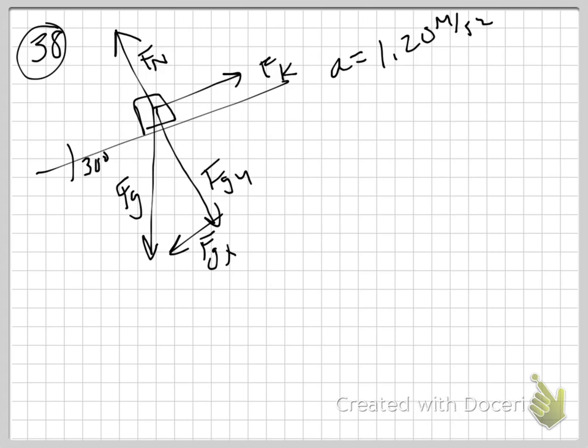Okay, a little bit better. That's right. So we're asking for the coefficient of kinetic friction, mu k, which is equal to Fk over Fn. And we know that the acceleration is in what direction?